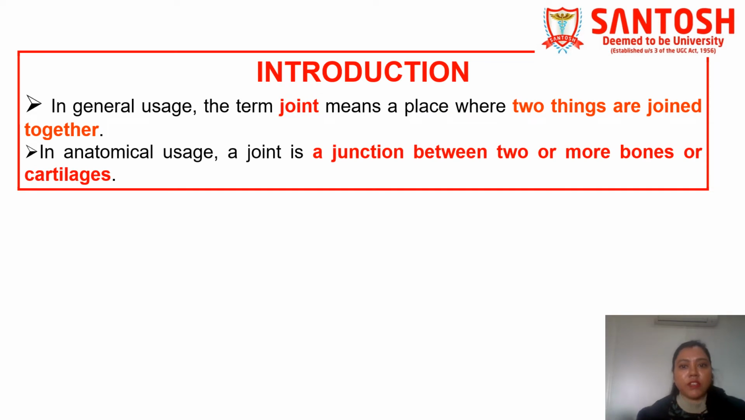So what is a joint? The joint means a place where two things are joined together. In anatomical usage, a joint is the junction between two or more bones or the cartilages which are covering the bony ends.